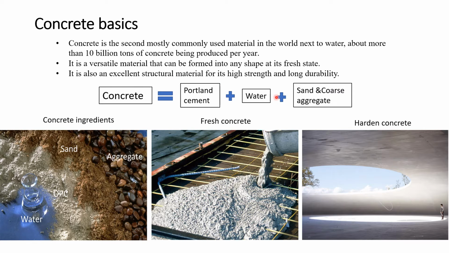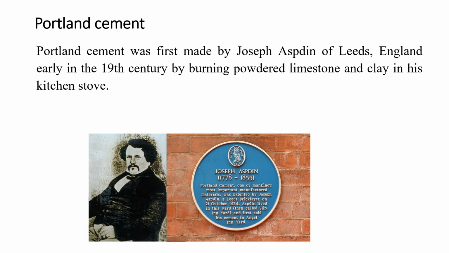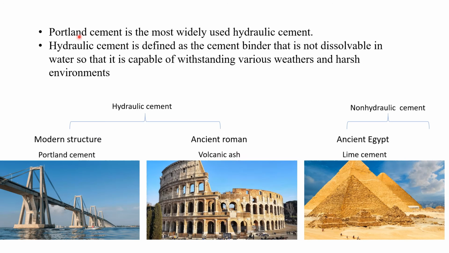Among these ingredients, Portland cement is the most important one in modern concrete. So what is Portland cement? Portland cement was first made by Joseph Aspdin in England in the 19th century by burning powdered limestone and clay in his kitchen stove. And why is Portland cement important? Because it is the most widely used hydraulic cement in the world.